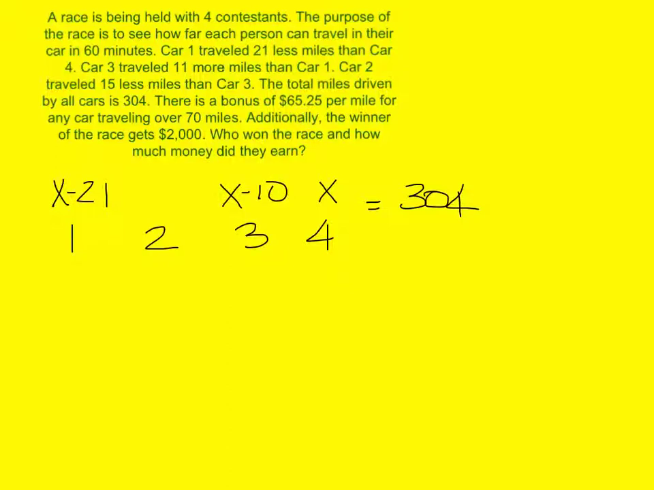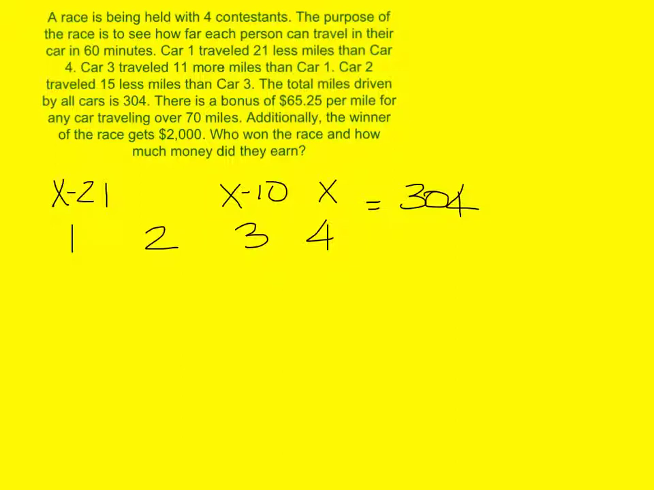So we have 4 cars once again, 1, 2, 3, 4. The total miles is 304. And car 1 traveled 21 less miles than car 4. So x and x minus 21. Car 3 traveled 11 more miles than car 1. So that is plus 11 onto the car 1, so that's x minus 10. Add 11 to negative 21 to get negative 10.